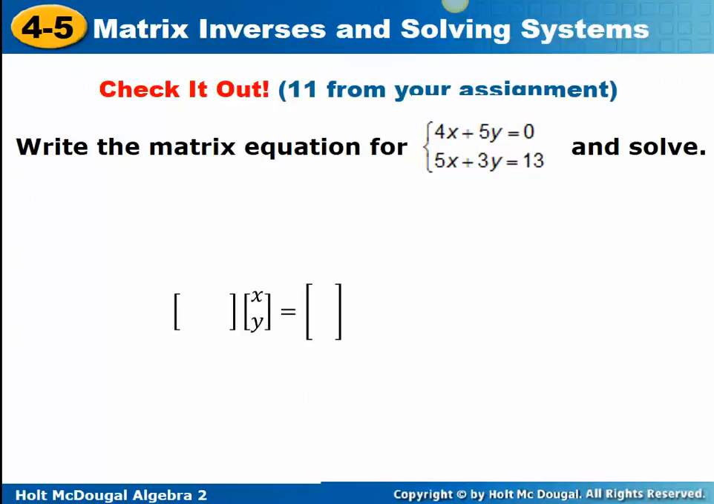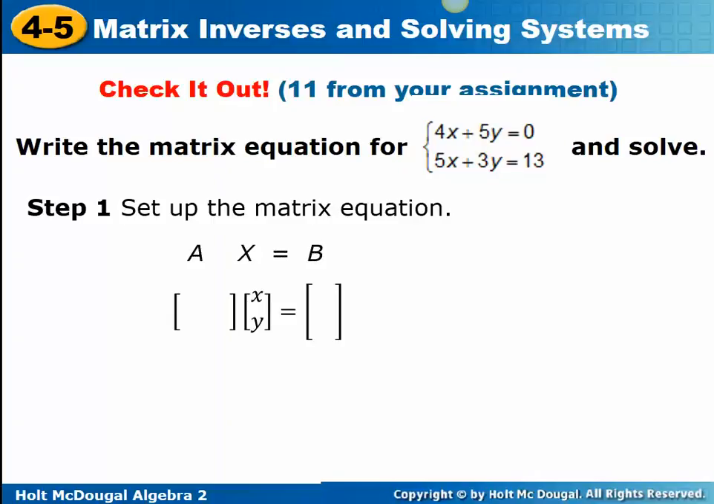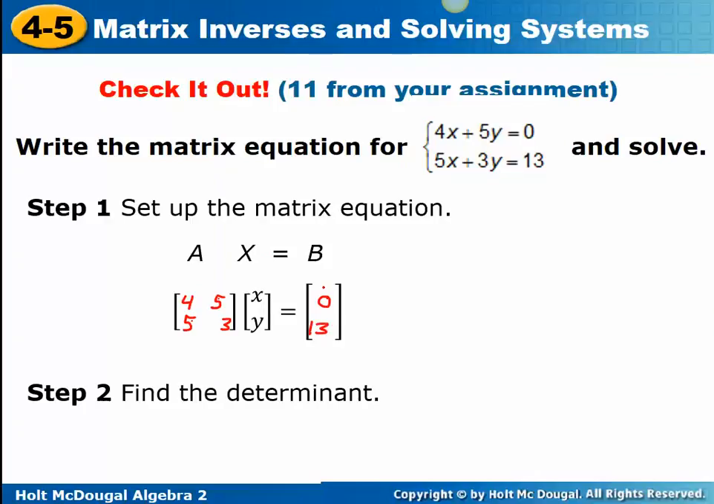This is number 11 from your assignment. I'm not going to do the whole thing, but I'll help you get it set up. So the first thing to do is to set up your matrix equation. So the A is going to be 4, 5. That's the coefficient matrix, and 5, 3. I already put that the variable matrix will be x and y, and it'll be equal to our constant matrix of 0, 13.